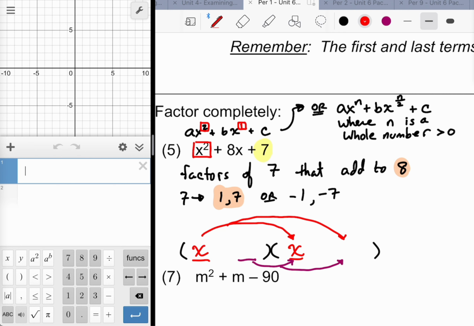So then you go through the process, you distribute the x against the first term in the second binomial, the x against the second term in the second binomial.